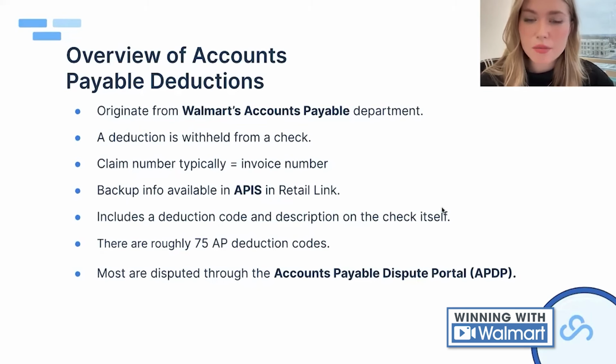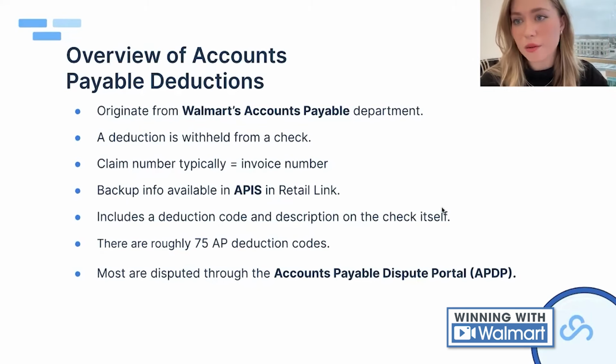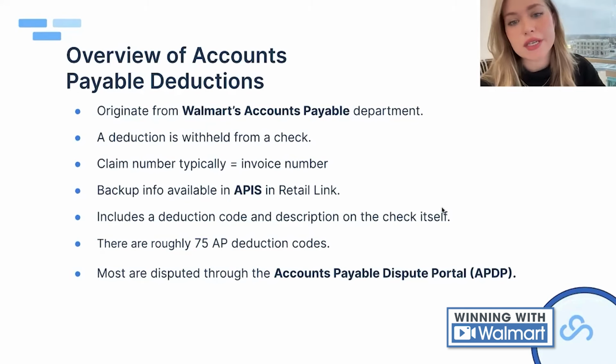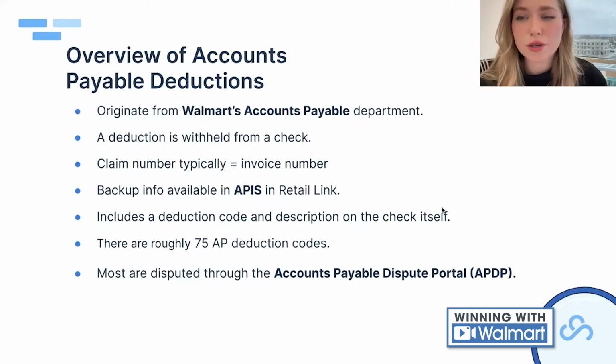That's another app. So those are one of the two main apps that we'll be talking about here today. APDP and APIS is what we call the other one. That's where a lot of the backup information is. So we'll get into that. Typically, this is going to include a deduction code and then actually a description on the check itself. There are some weird deduction codes where there won't be a very descriptive description.